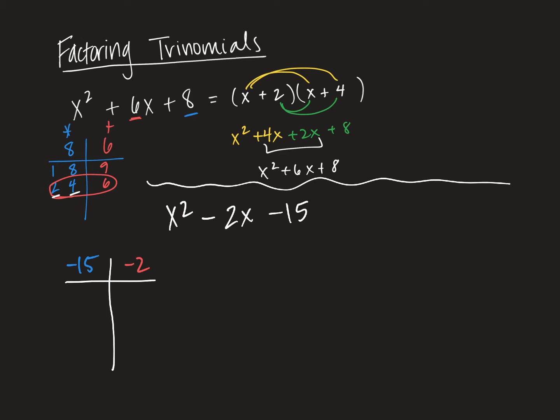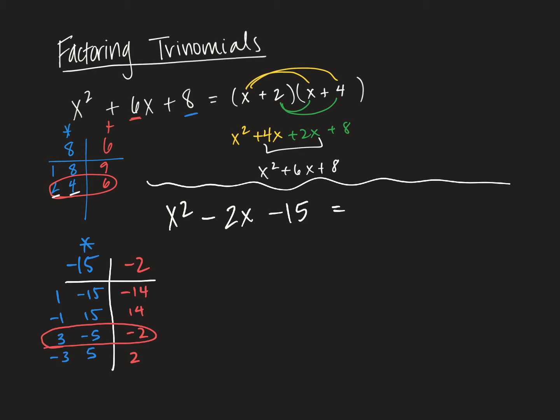So I'm going to go through and list the factors of negative 15. If I multiply to get negative 15, they have to have opposite signs. So it could be 1 and negative 15, or negative 1 and positive 15. It could be 3 and negative 5, or negative 3 and positive 5. Then when I add them together, this would give me negative 14 or positive 14. This would give me negative 2 or positive 2. And since I'm looking for negative 2, I'm going to pick these.